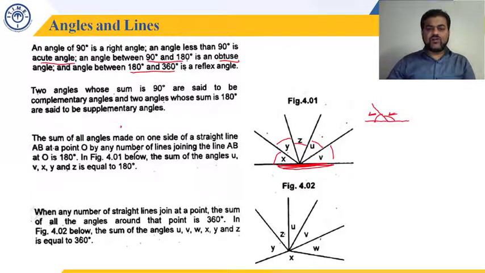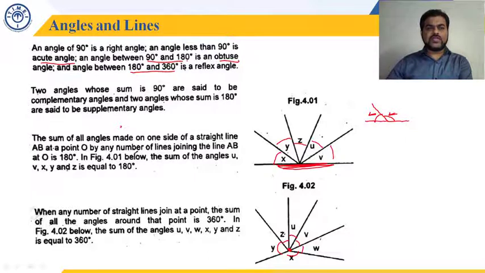Similarly, the sum of all the angles around a point. Consider this point, and these are all the angles around that point. So angles around a point will always add up to 360 degrees, isn't it? Angles around a point is 360 degrees. Fine. I hope all these properties are clear.